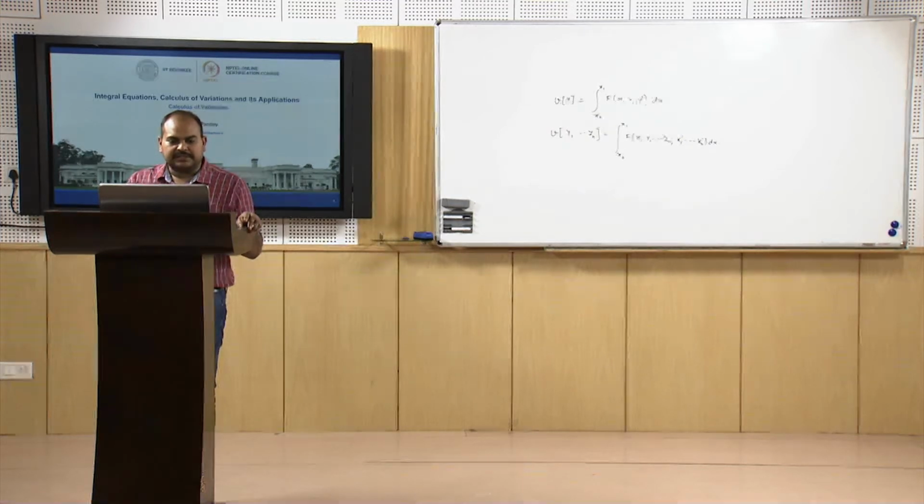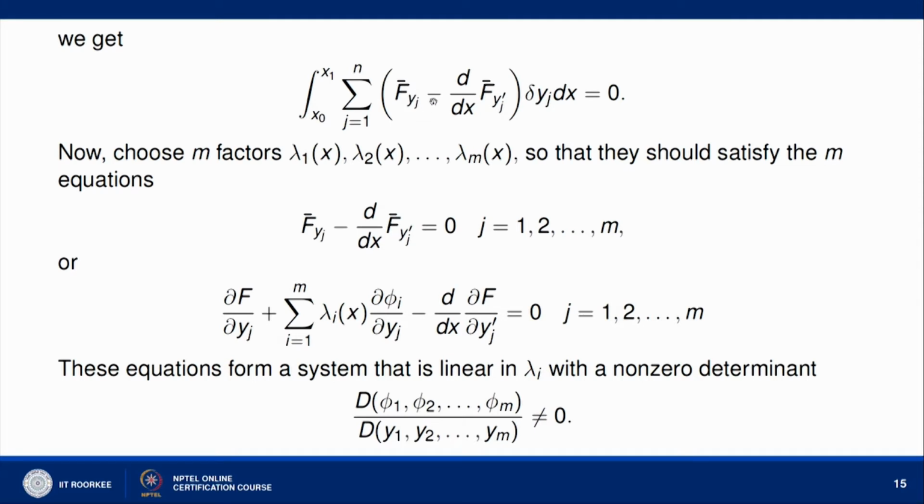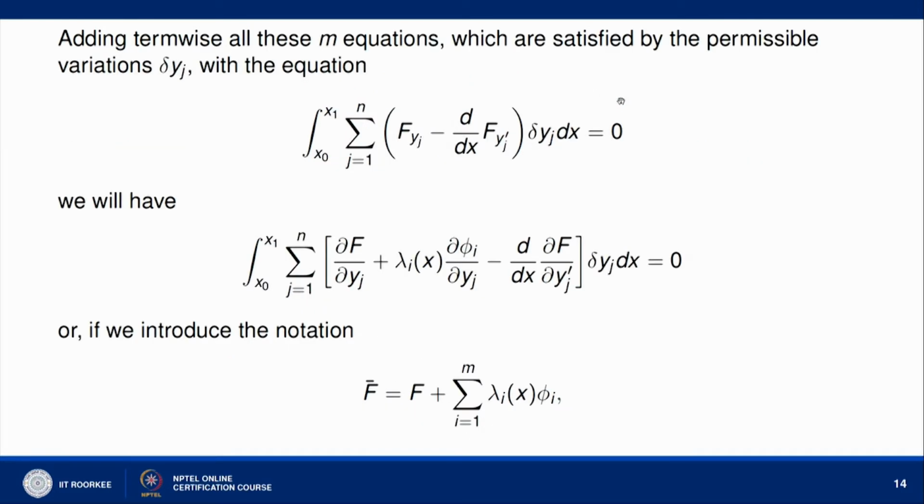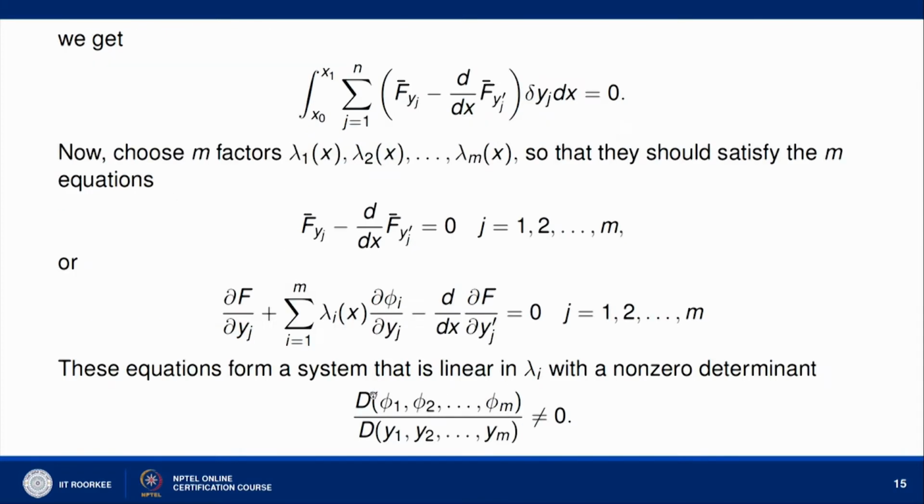Integral x0 to x1, summation j equal to 1 to n, of f bar_yj minus d by dx of f bar_yj dash, delta yj dx equal to 0. So here we have incorporated our constraints as well as the condition that delta v equal to 0 into this integral. Now still we cannot apply the fundamental lemma because delta yj are not arbitrary.